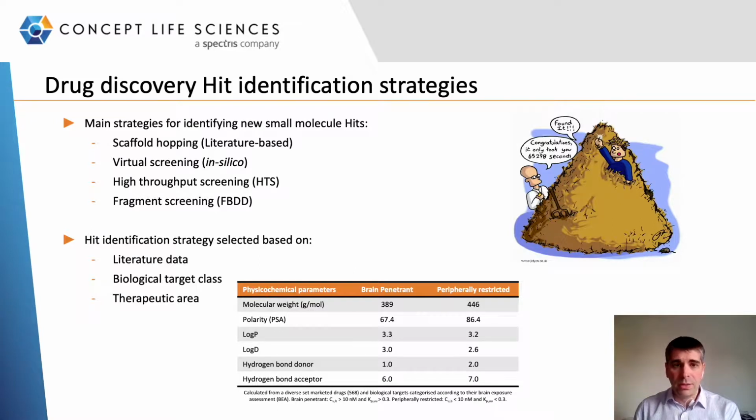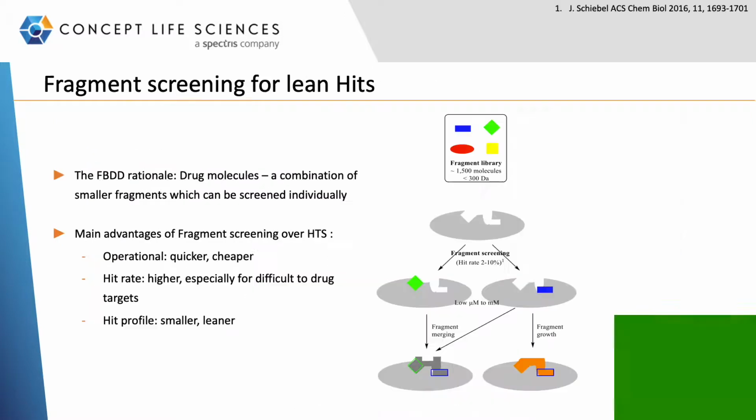As is stated here, brain penetrant molecules tend to be significantly smaller than peripherally restricted molecules and significantly less polar. And so these differences need to be taken into consideration when selecting the hit identification campaign. In that instance, fragment screening seems like a very useful strategy for CNS drug targets.